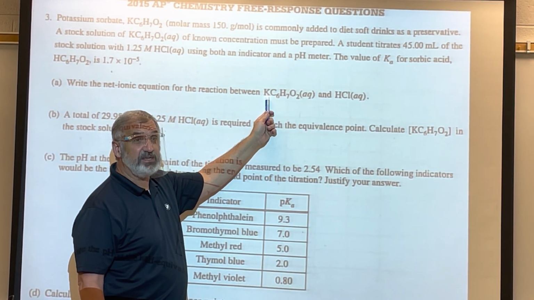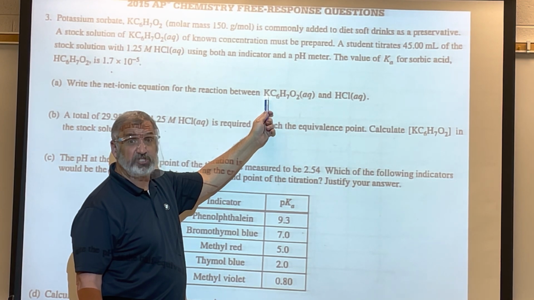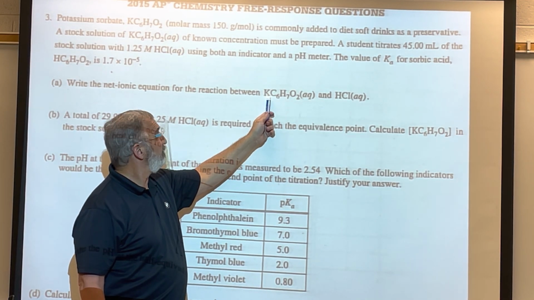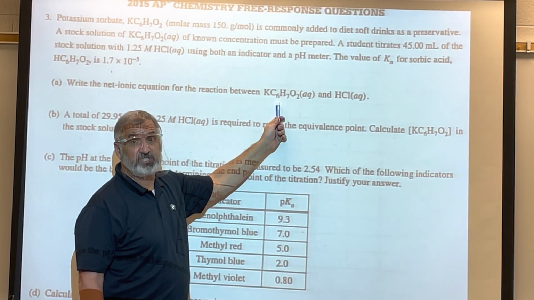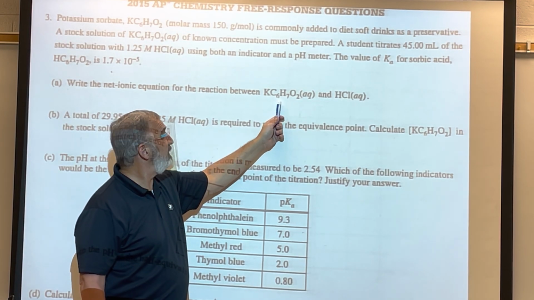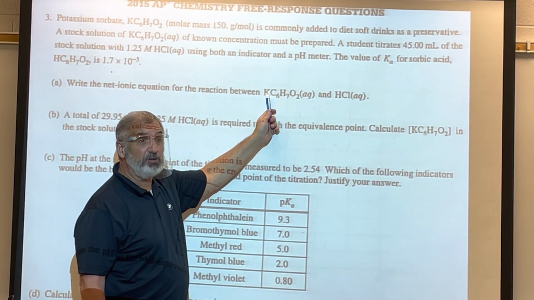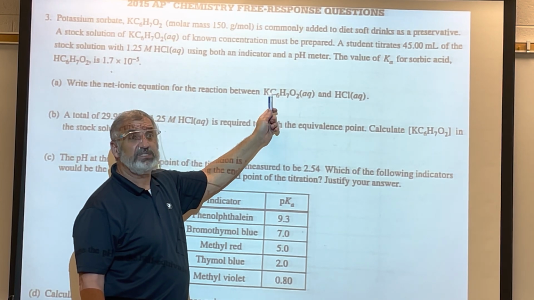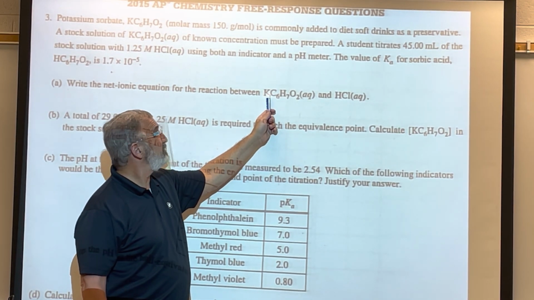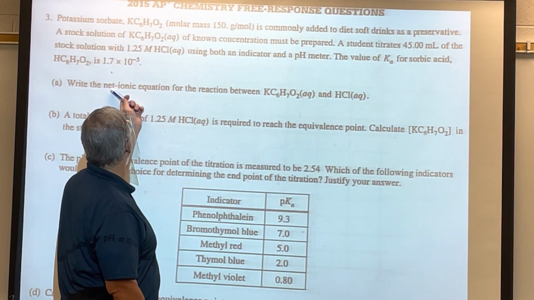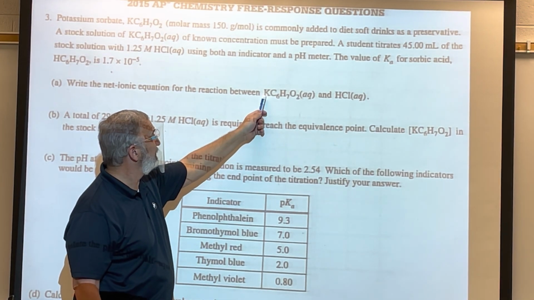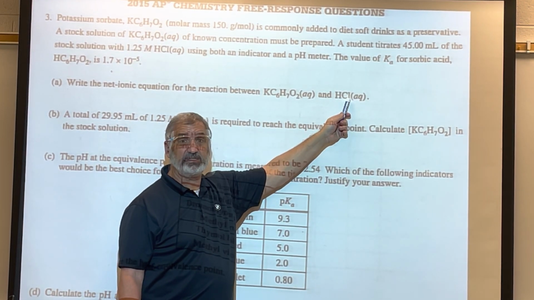K came from which base? KOH, which is a strong base, right? H, this is not one of our 6 strong acids, which means that this is going to be a strong base and a weak acid, which means it's going to be a basic salt. So when I say the net ionic, I'm ignoring the potassium, I'm ignoring the Cl minus.